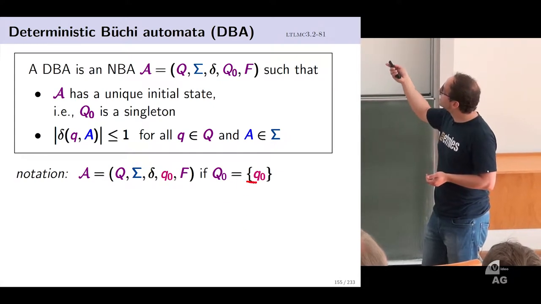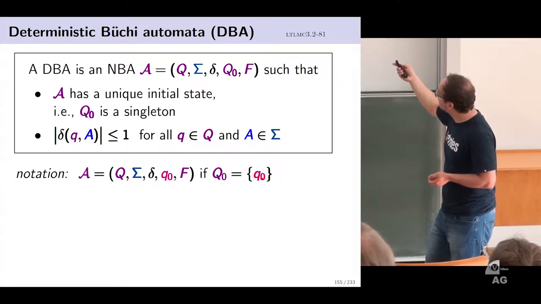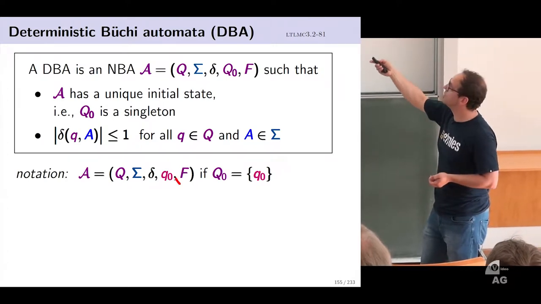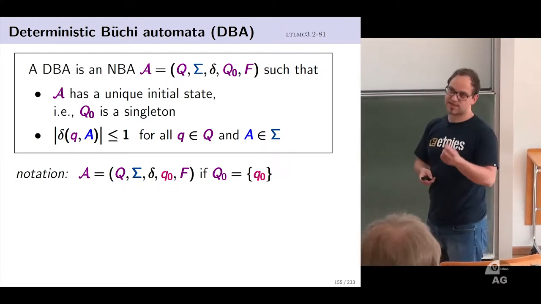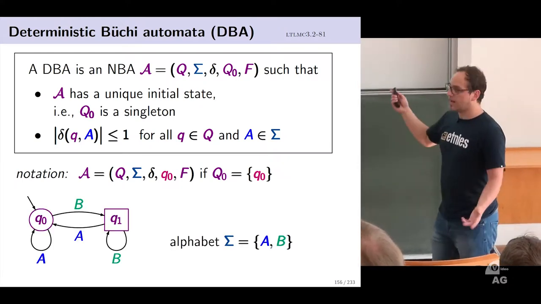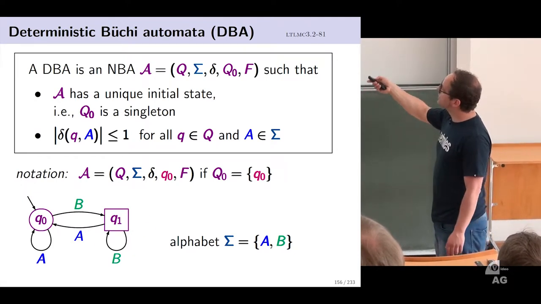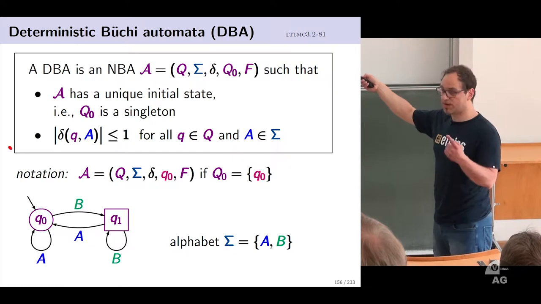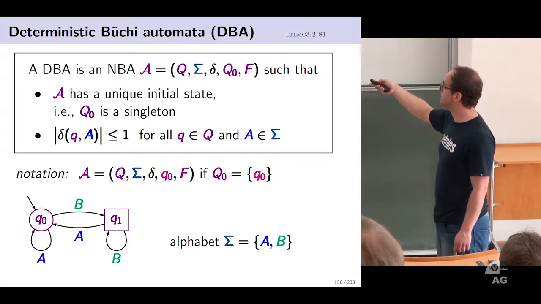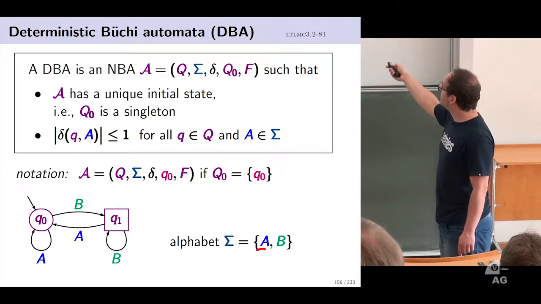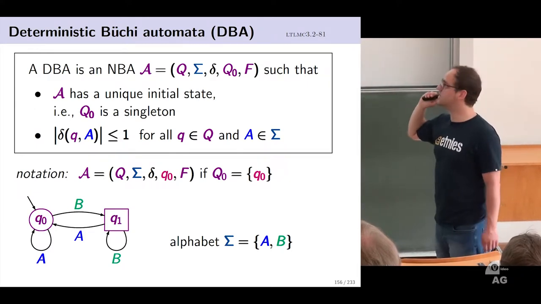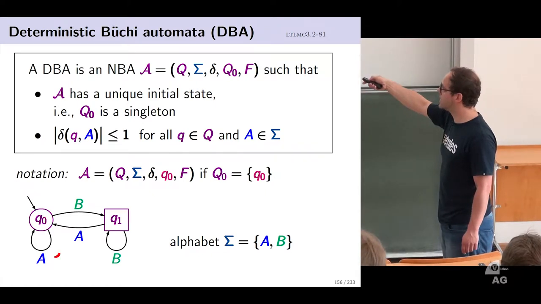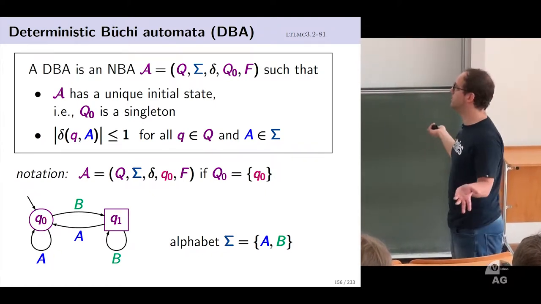And now if Q0 is the singleton set just containing one initial state, lowercase q0, then we just write lowercase q0 for DBA to express that there is exactly one. Okay, and here's an example. This is a deterministic Büchi automaton because it has just one initial state, namely q0. The other state is not initial. And if I look at the alphabet consisting of a and b, and if I look at the outgoing transitions of q0, for example, if I choose b, then there is one unique successor, namely q1. If I look at the character a, there is one unique successor, namely q0.